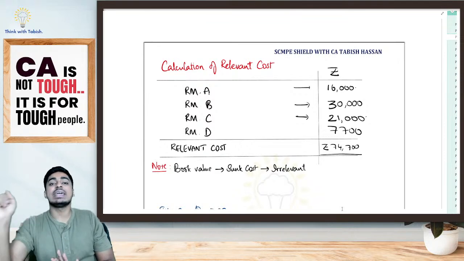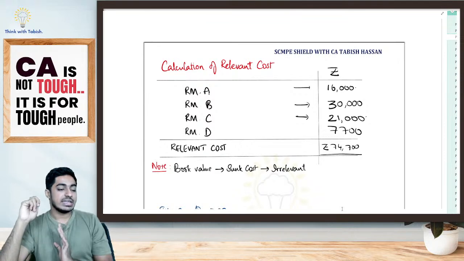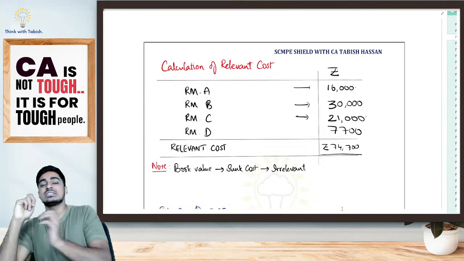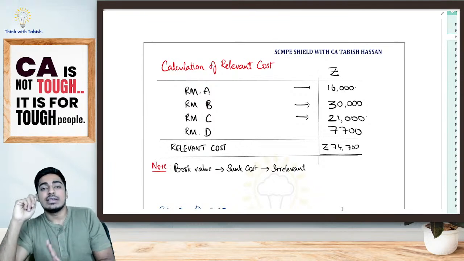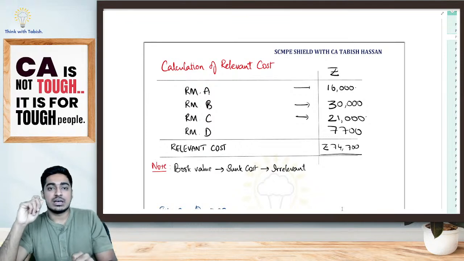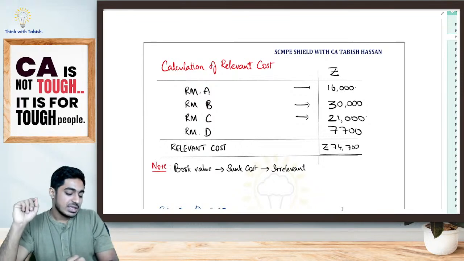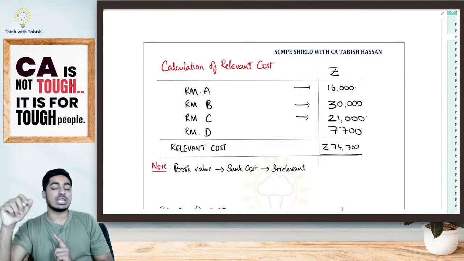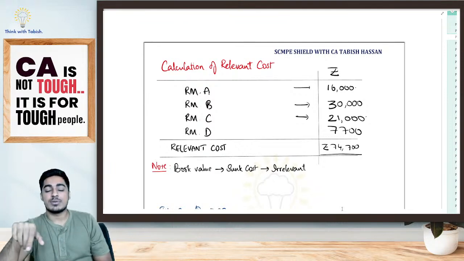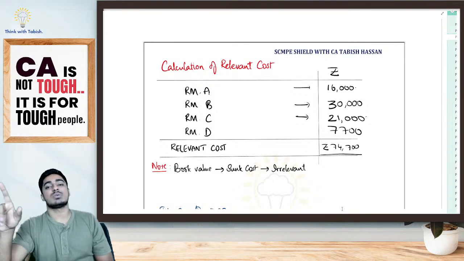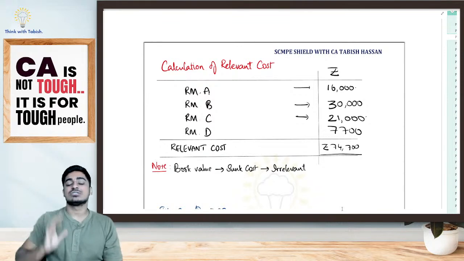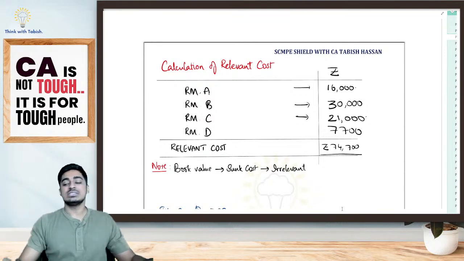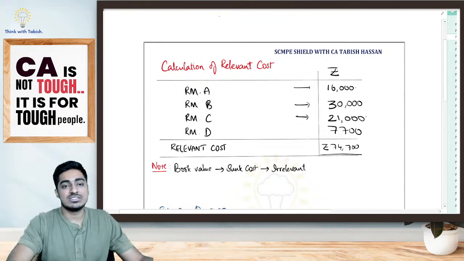So just a one-liner is required. Raw material D, it is in stock and was purchased excessively and it is not regularly used. The realizable value is going to be 12 rupees into 500, 6,000, or benefit from alternate use. Relevant cost will be realizable value or benefit from alternate use, whichever is higher. Realizable value 6,000, benefit from alternate use is 7,700, whichever is higher is going to be 7,700. Make this statement. Look at the ICAI solution.